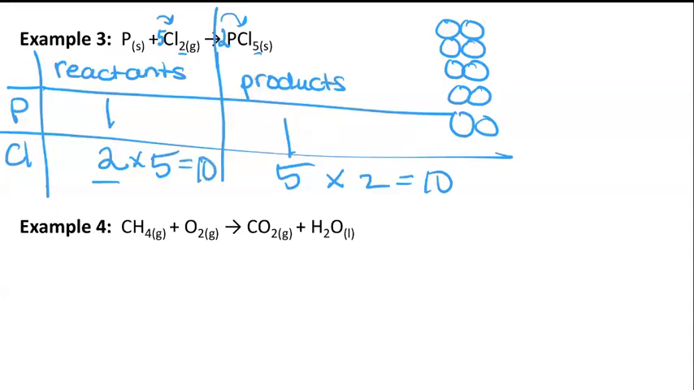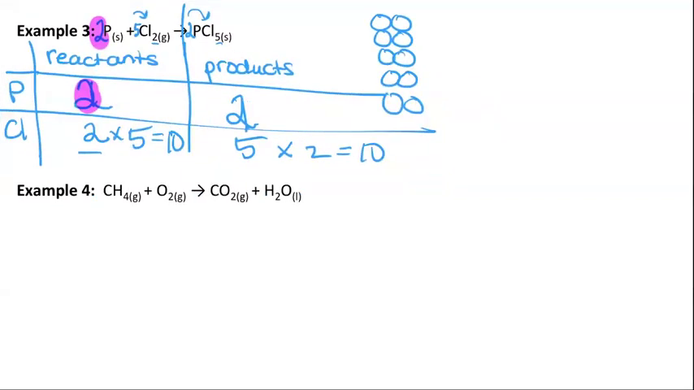Now phosphorus on the reactant side has only 1, but now I had to use a 2 in front to get to the 10, so I have 2 phosphoruses. To make it balanced, now I need to multiply by 2 in the front, put a coefficient of 2, now I have 2, and that is going to be my balanced equation.